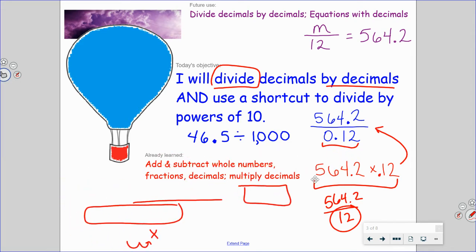Eventually, you will need both the multiplication and division of decimals to get into algebra. So that is where we're going, is equations with decimals.